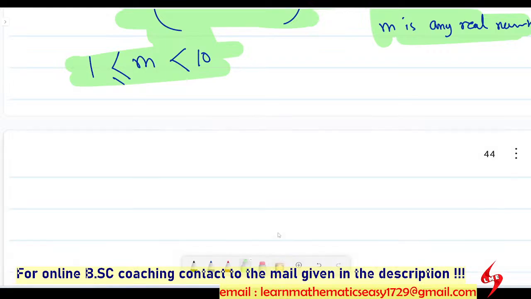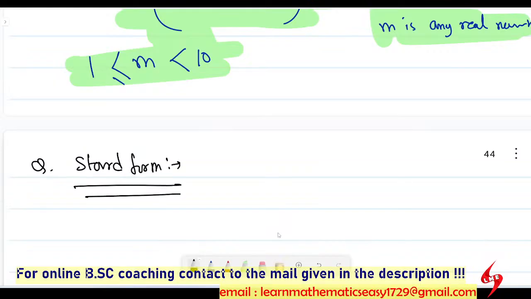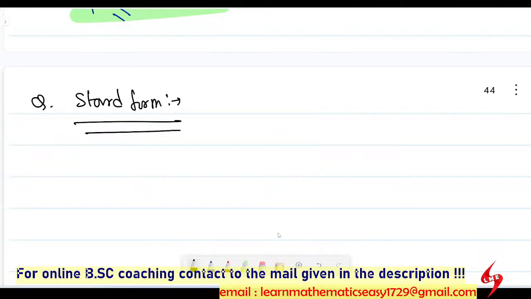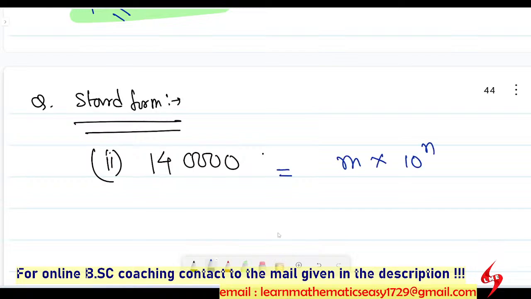Now let's do some examples. Standard form, convert this into standard form. My first task is this. So here you can see I have to write it like m into 10 to the power n. Here you can see 1, 2, 3, 4, 4 zeros. So that means that is 14 into 10 to the power 4.